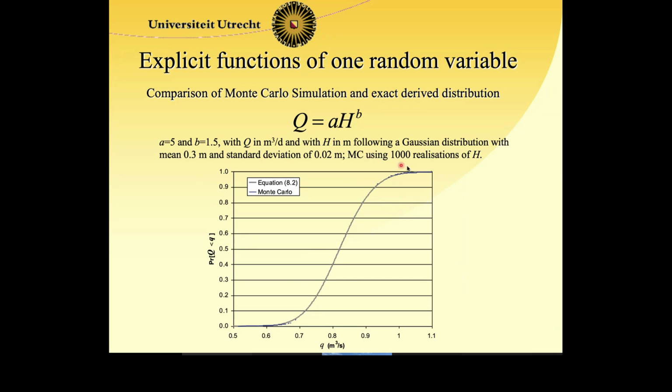And we also run 1,000 realizations of H with exactly this mean and this standard deviation, plug them into this formula, and then computed the cumulative probability distribution experimentally by plotting the rank divided by 1001, the number of observations plus 1, against the value. We see it exactly reproduces what it theoretically should be. So it's quite effective.